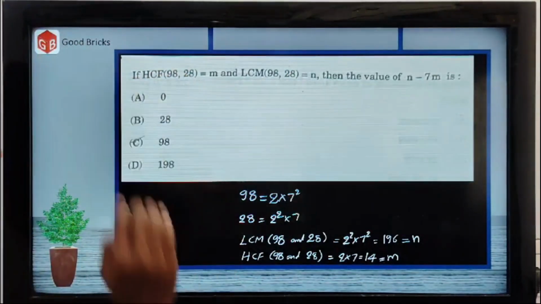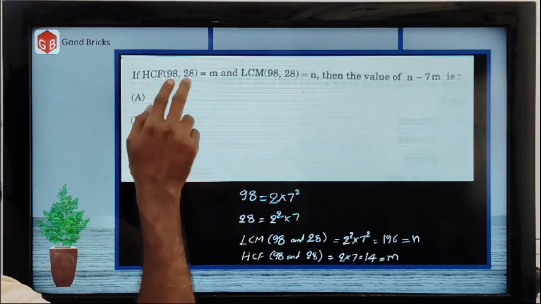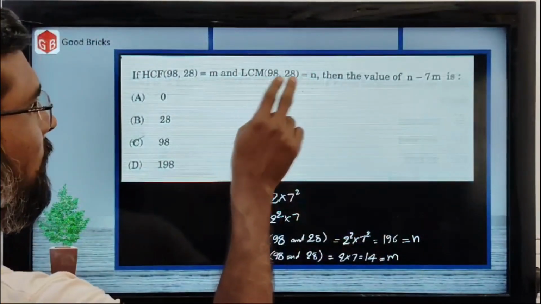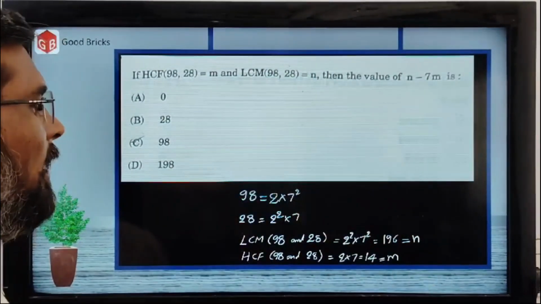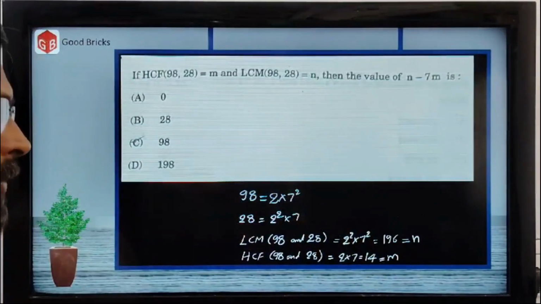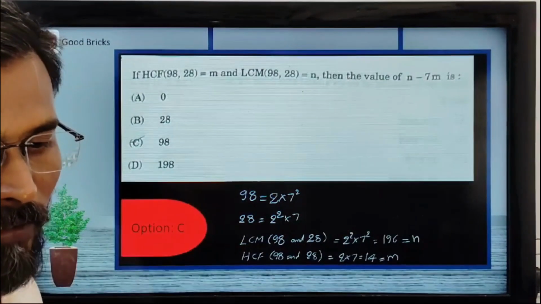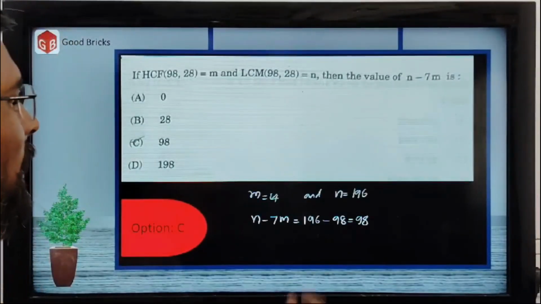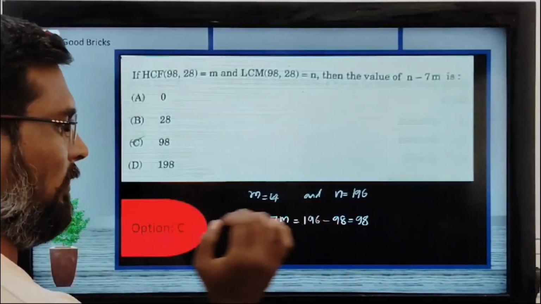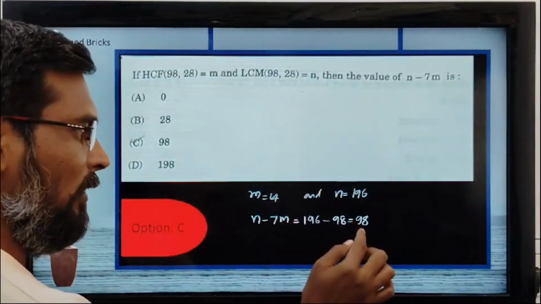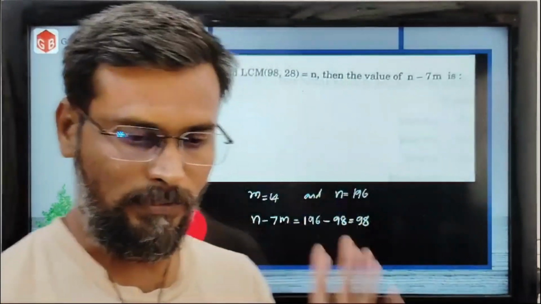Next, let us look at a very simple problem. These are the two numbers 98 and 28, and the HCF of these two numbers is m, the LCM of these two numbers is n. So after calculation we got n value 196, HCF m is 14. Now we have to find the value of n minus 7m. So when you find the value of n minus 7m, you will get as shown here. See, n value 196, 7 into 14 is equal to 98, and 196 minus 98 you will get 98. So that is the reason we have to select option C for this question.